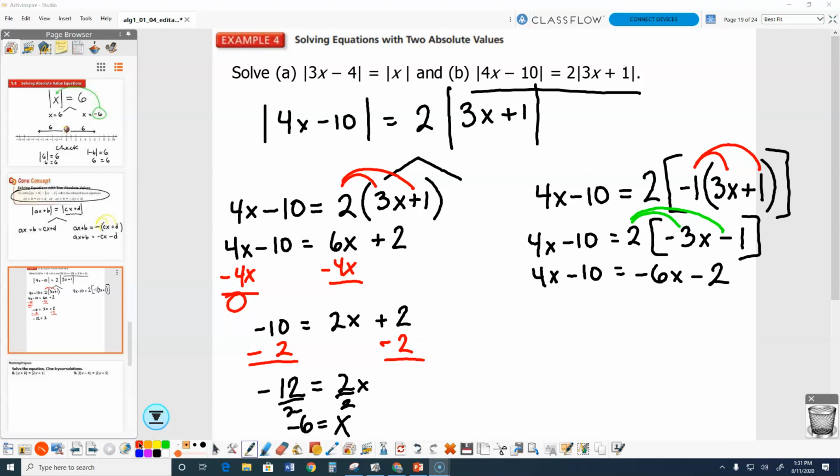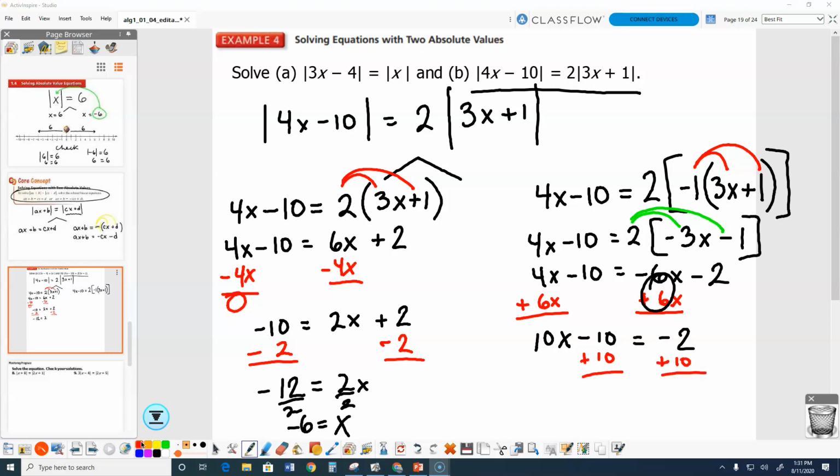So with that in mind, I'm going to move that negative 6x. It will be easiest if I do this first. So I'm going to add 6x over here, and I'm going to add 6x over there. Okay, this will give me 10x minus 10. This part becomes 0 and equal to negative 2. Now I'm going to add 10 to both sides.